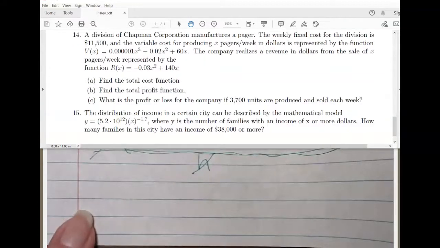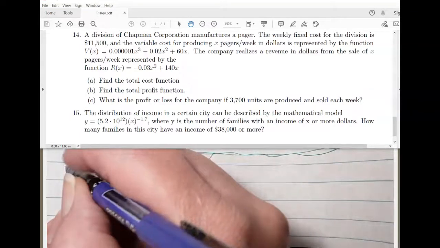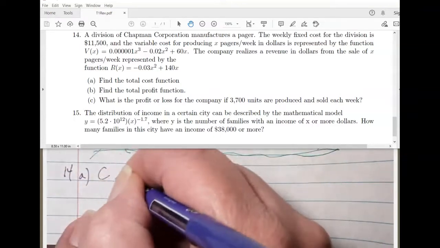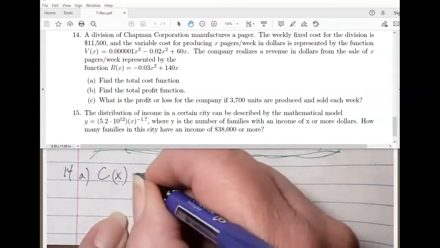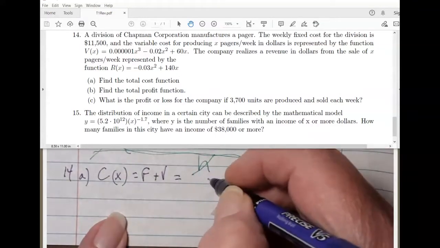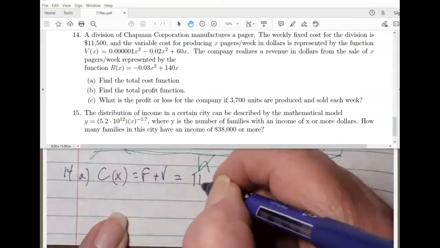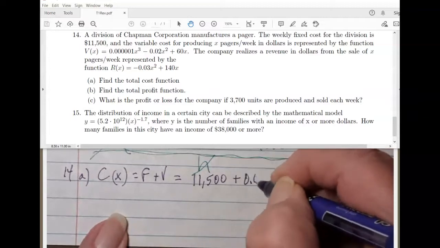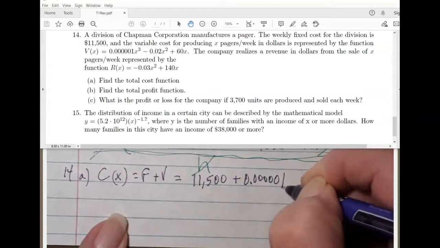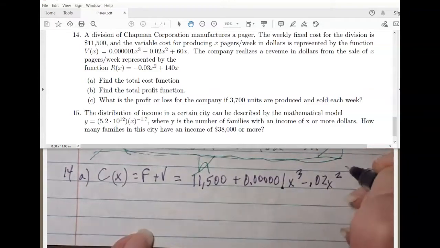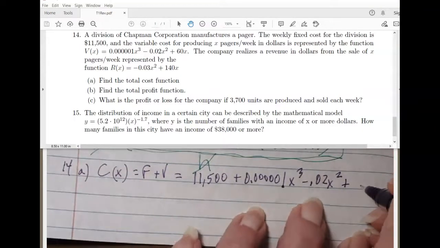For number 14, I need to know how cost, revenue, and profit relate. So first it asks me for the total cost function. So part A. That's c of x, and cost is its fixed cost plus the variable cost. So my fixed cost here is 11.5 plus the variable cost, which is 0.12345 zeros and a 1, x cubed minus 0.02x squared plus 60x.